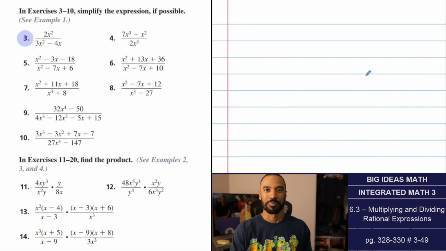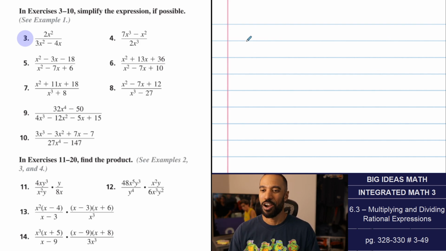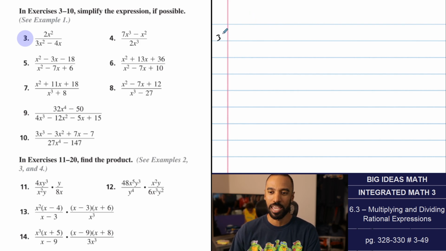So we're going to begin. We have numbers 3 through 49 to do. A lot of things to take care of. A lot of old factoring tricks of yore. I might have my own style when it comes to the actual multiplication and simplification of these things. I hope that's okay. If not, go find another solution guide video for this section, shall you? I don't know if it exists. All right. In numbers 3 through 10, simplify the expression if possible.